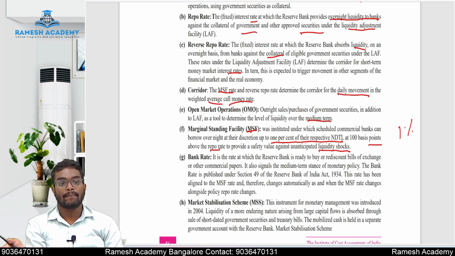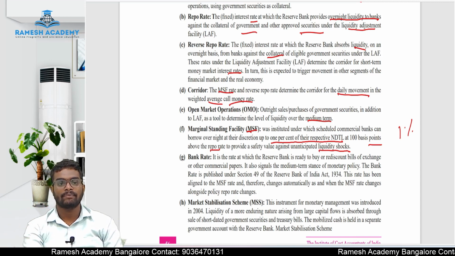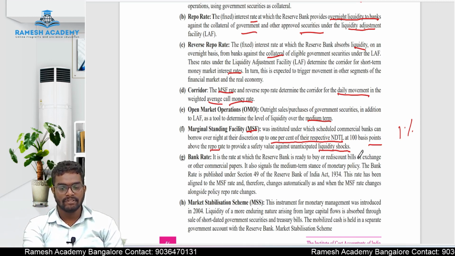Sorry, above the repo rate. So repo rate is 4%, which means it can borrow at a lower rate for a shorter period at 5%. Example. So 100 basis points refers to 1%.